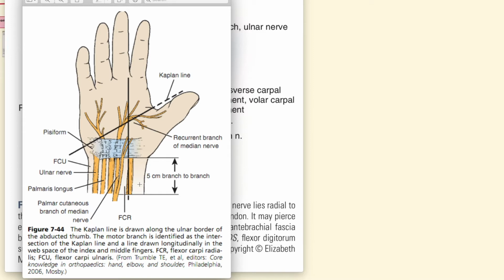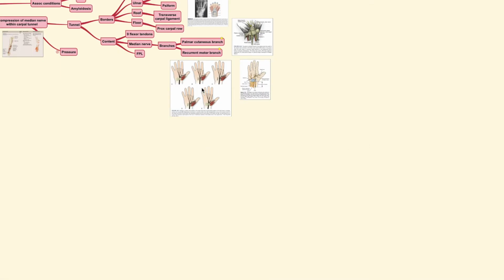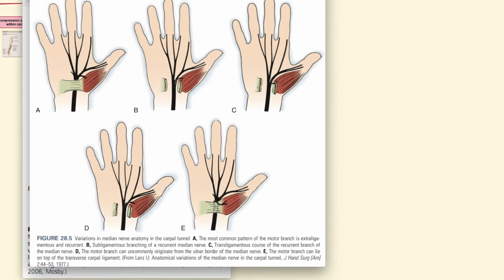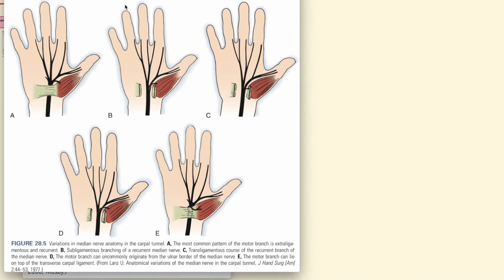And you also need to know that the palmar cutaneous branch goes all the way proximal, around 5 cm from the transverse carpal ligament. Okay, moving on, these are the various anatomical variants that I'm telling you about, because this recurrent motor branch of the median nerve can present as this picture here.